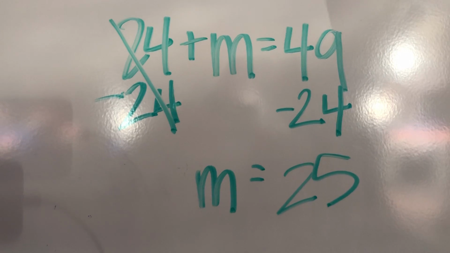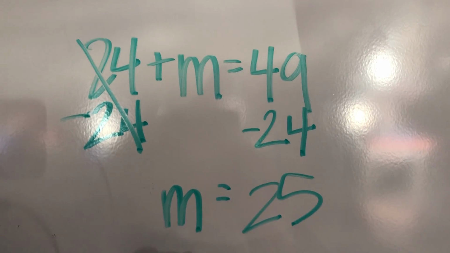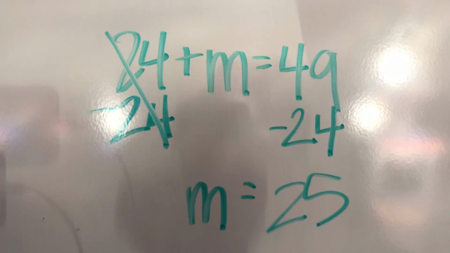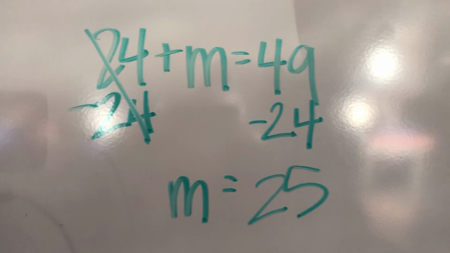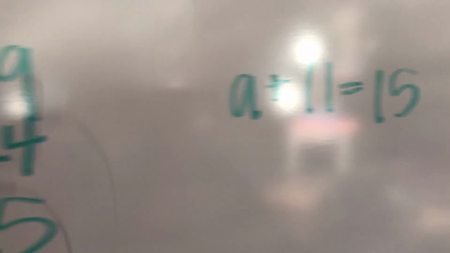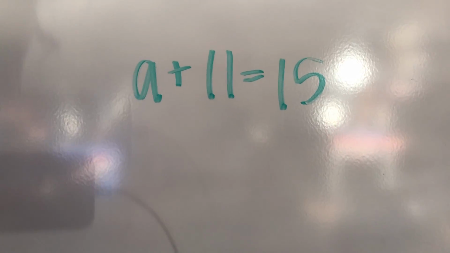Now, it's important to check our answer at the end. So we're going to take the value that we got for m, that 25, and we're going to substitute it in for our m. And think, 24 plus 25, yep, that equals 49. All right, next example. A plus 11 equals 15.